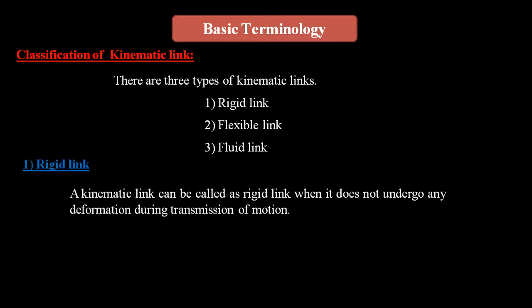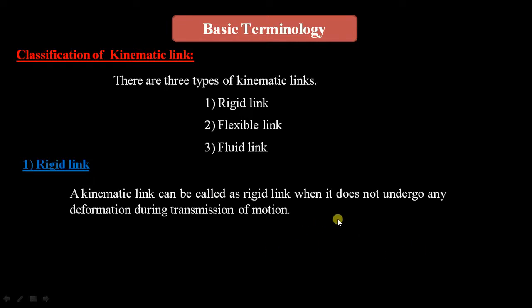So whenever no deformation takes place during the relative motion transmission, that link can be considered as a rigid link. A rigid body can also be defined in the same way, as you already know. Whenever there is no deformation of the body when you apply any kind of force, that body can be called a rigid body.